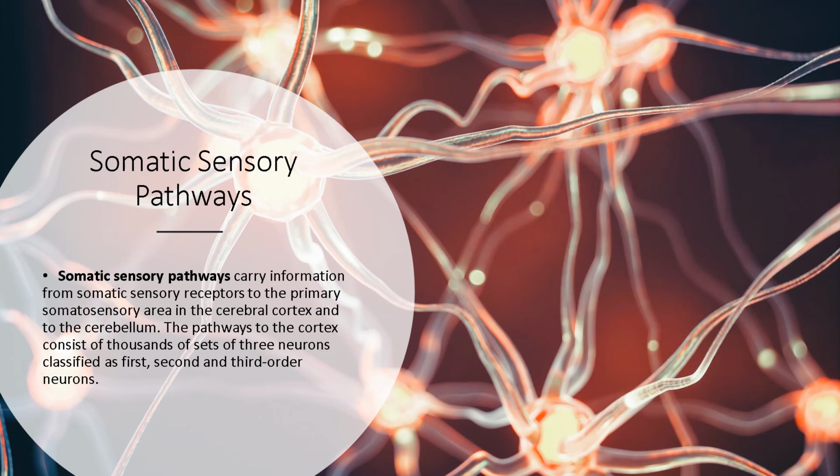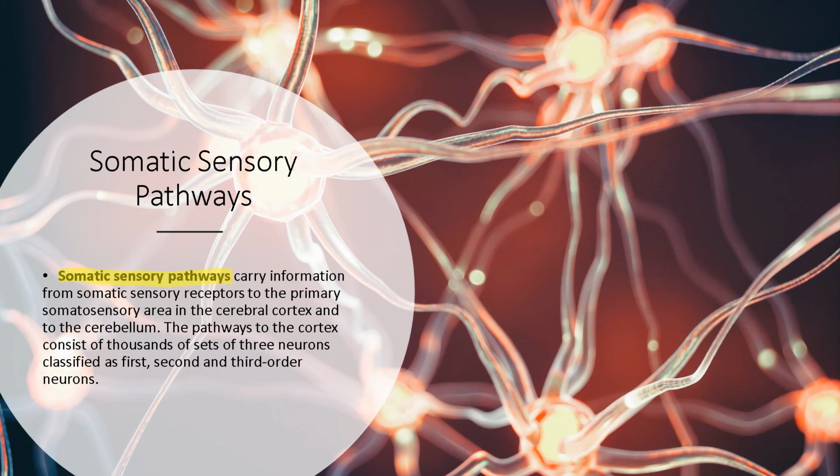So let's look at some somatic sensory pathways. These are going to relate information from the somatic sensory receptors that we just looked at to the primary somatosensory area in the cerebral cortex and to the cerebellum. Remember, somatic means body, so these are going to be sensory pathways from the whole rest of your body.